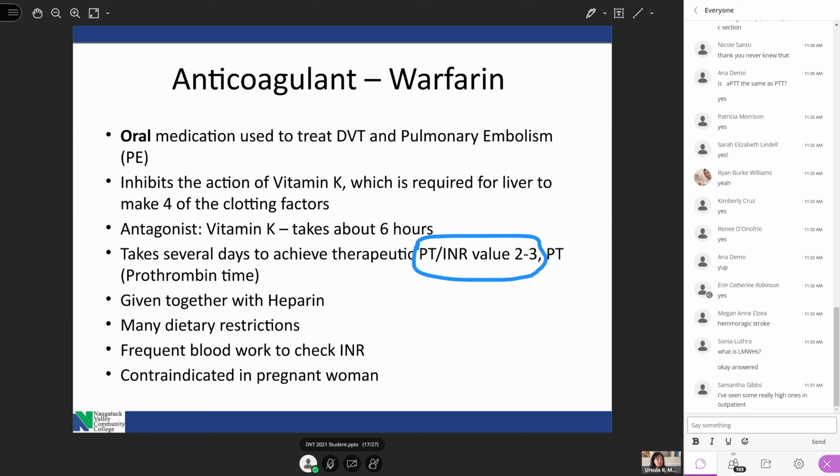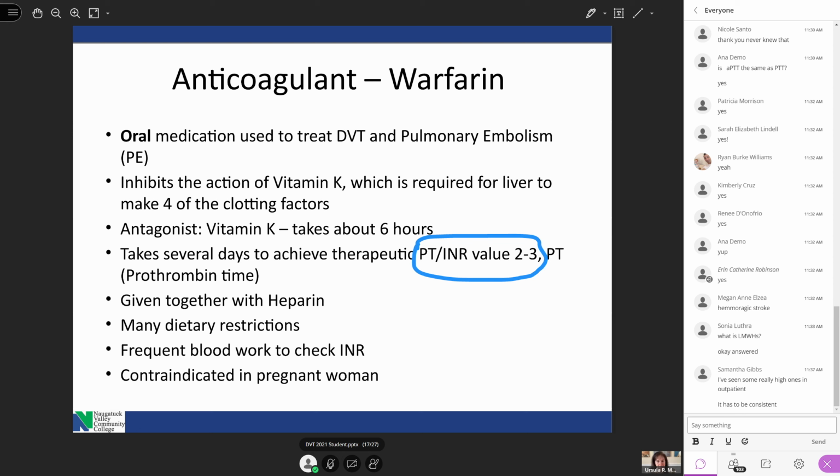And certain foods will cause it to go down. Your dark green leafy vegetables will cause it to go down. So does that mean you don't eat them? No, you eat those dark green leafy vegetables because they're good for you. You just have to have a consistent diet. Okay, right. It has to be consistent.